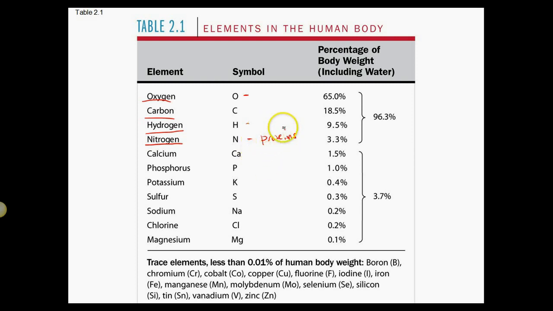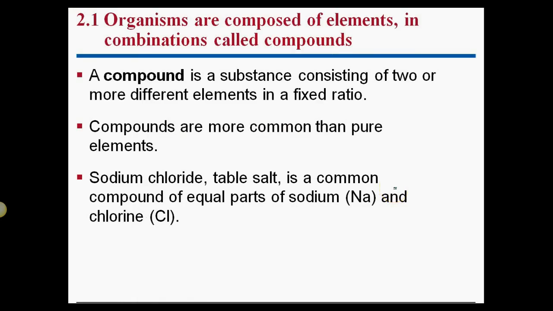Okay. You also have some other things. These are not trace elements, but these are your other elements that are important. If you look at a label, or you look at a multivitamin, these are going to be those things that are shown for multivitamins. Your calcium, phosphorus, potassium, sulfur, sodium, chlorine, magnesium. Those are your other ones. And these are your trace elements down at the bottom. We're not going to get into those very much, but the big four that you need to know are carbon, oxygen, hydrogen, and nitrogen. Okay.